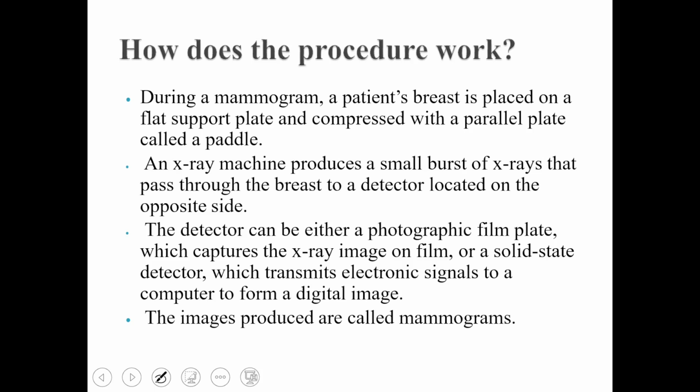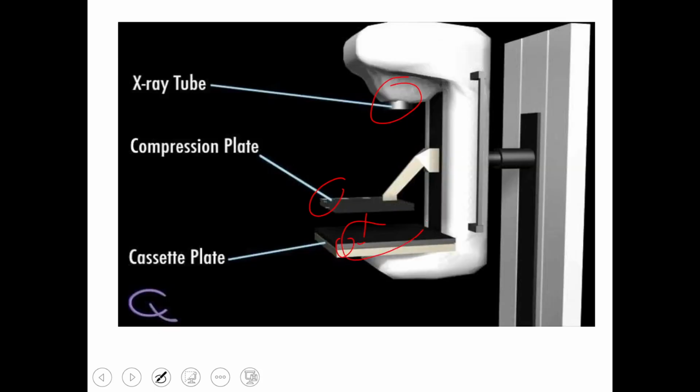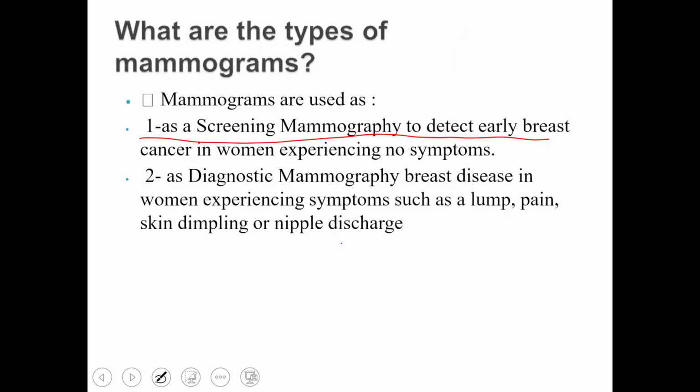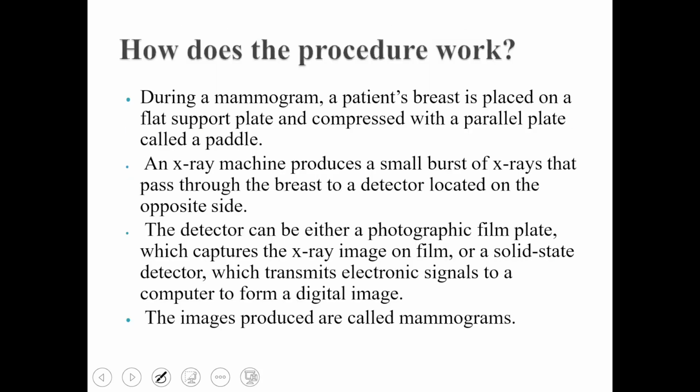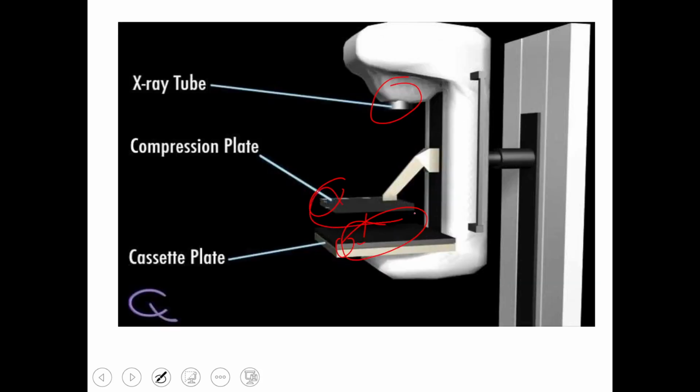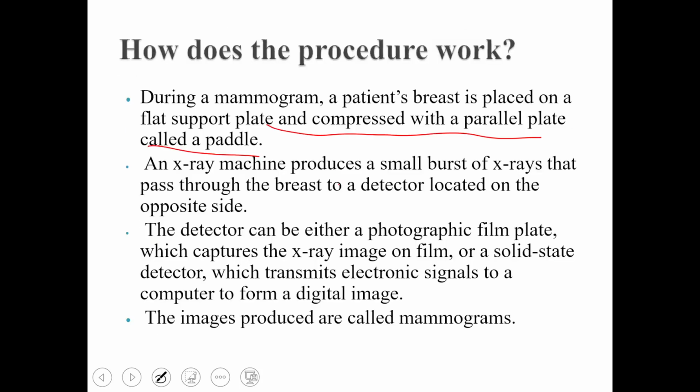So how will the procedure work, how will the doctor or diagnostic center perform the mammography? During the mammography, the patient's breast is placed on a flat support plate. Here you can place your breast on this support plate, the cassette plate, and it is compressed with a parallel plate called a paddle. This is the compressing plate. An X-ray machine produces a small burst of X-rays that passes through the breast to a detector located on the opposite side. The detector can be either a photographic film plate, which captures the X-ray image on film, or a solid state detector, which transmits an electric signal.